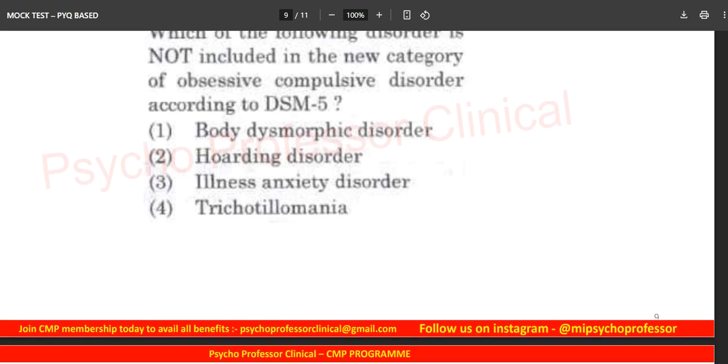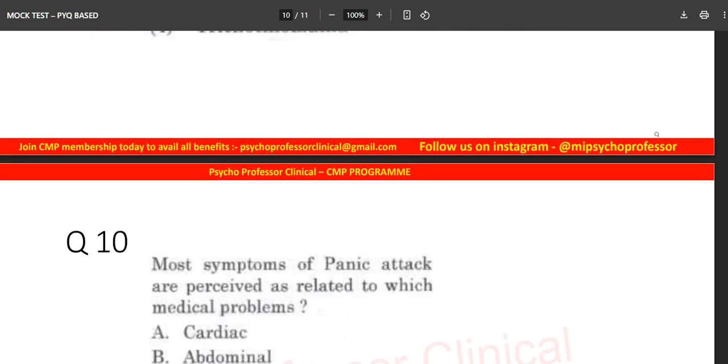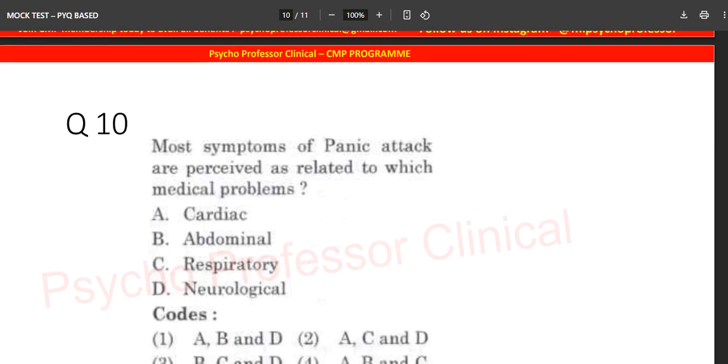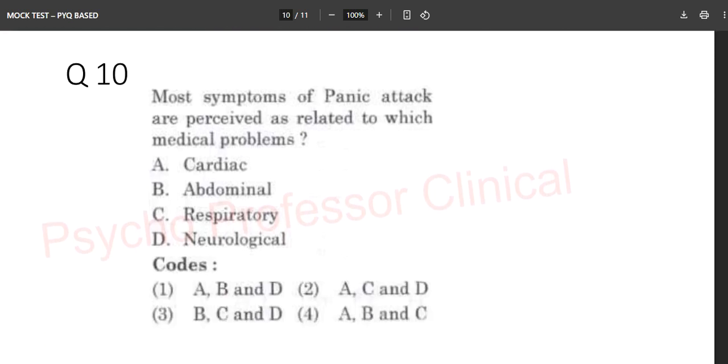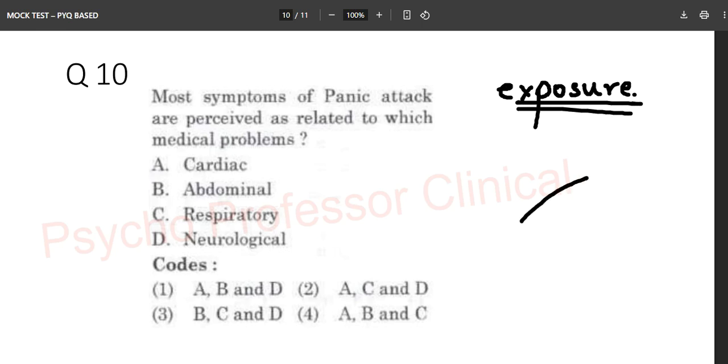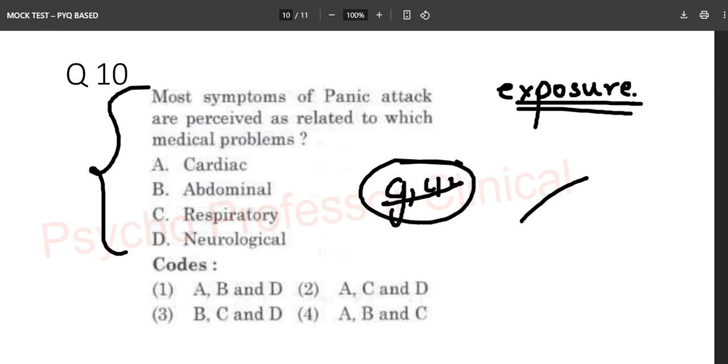Moving forward to the last question for the day, question number 10. Most symptoms of panic attack. See, these kinds of questions are included for you in the program. Why? Because you are getting exposure to these types of questions, which vary from easy to high difficulty. Just now you answered about ganja, charas, and cannabis. What the correct answer can be? And these kinds of difficult questions as well.